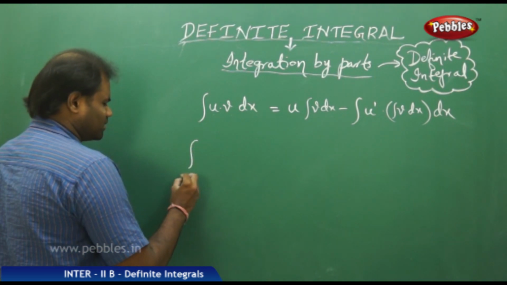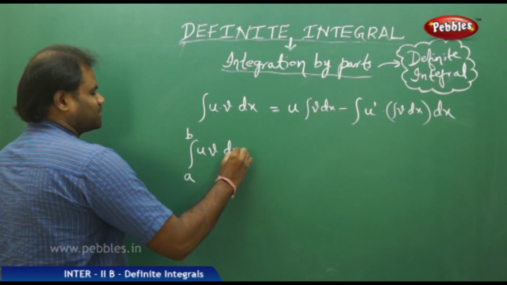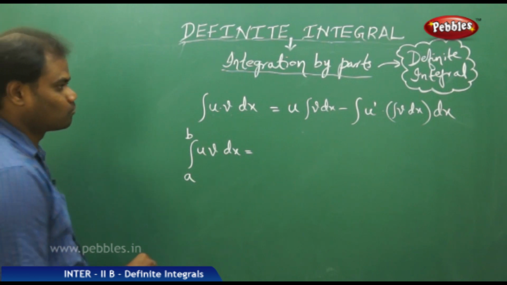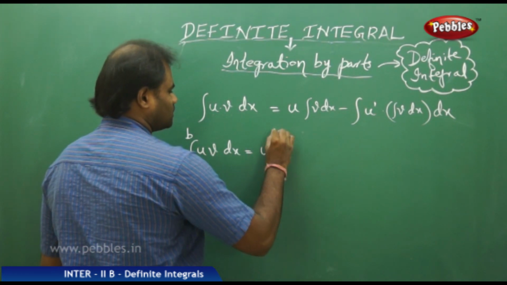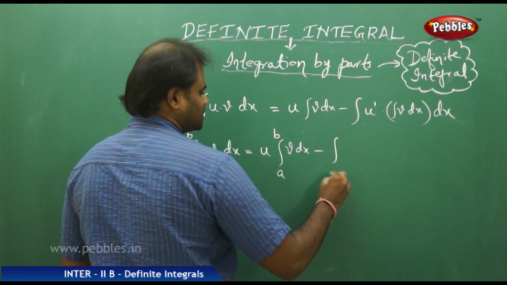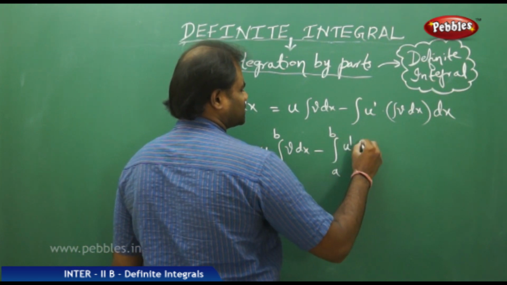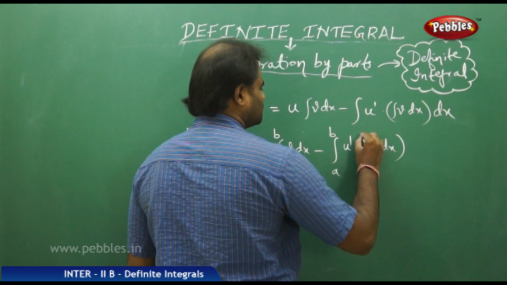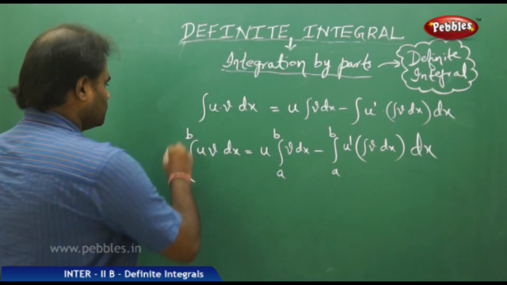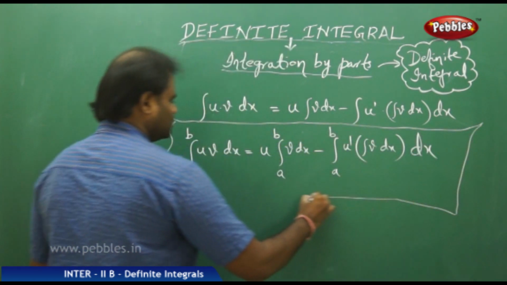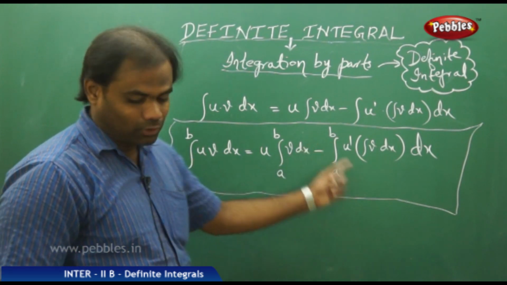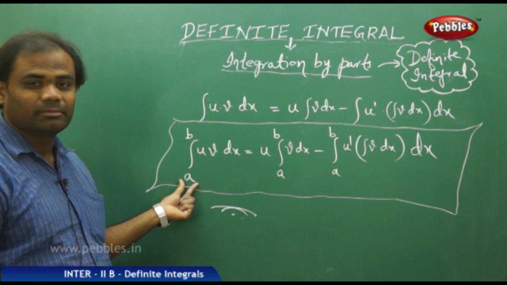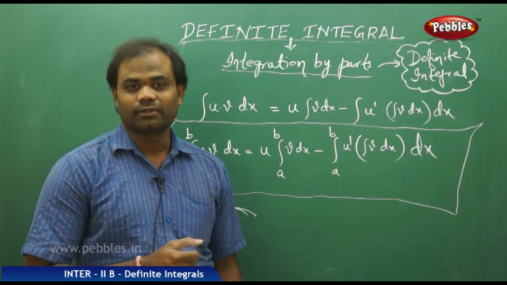But when we come to the definite integral from a to b of uv dx, it is equally the same. Wherever I have three integrals here, I have the limits a to b. U times integral a to b of v dx, minus integral a to b of u dash times integral v dx, is how we identify the integration by parts for a definite integral. We apply the lower limit a and the upper limit b to each of the integrals.